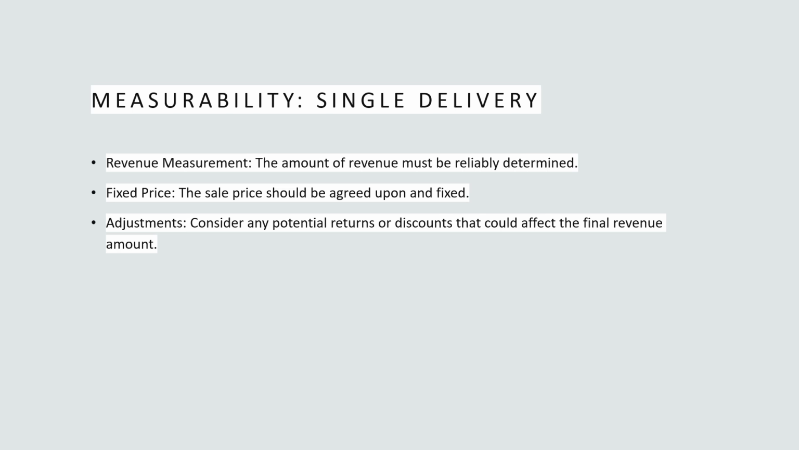Measurability, single delivery. Measurability means that the revenue amount must be accurately and reliably determined. For single deliveries, this involves having a fixed sales price and accounting for any possible returns or discounts. This ensures that the recognized revenue truly reflects the value of the transaction.